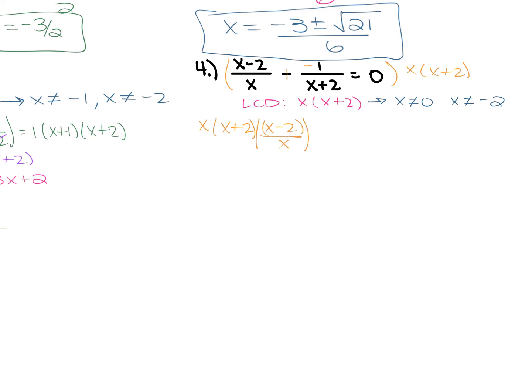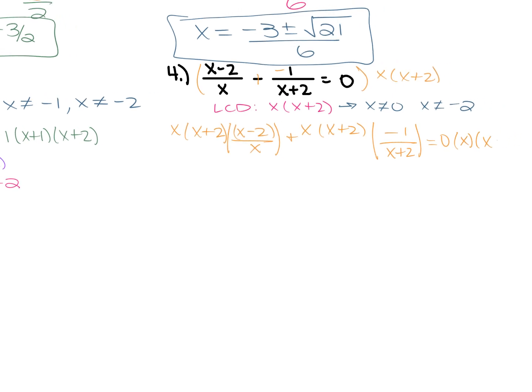I'm going to turn that 1 into a negative 1, turn it into an addition problem. So then I have x times x plus 2 times negative 1 over x plus 2 is equal to 0 times x plus 2. Your x's cancel, your x plus 2's cancel, so you're going to be doing x plus 2 times x minus 2 plus x times negative 1 is equal to 0 times x plus 2, which is just 0.